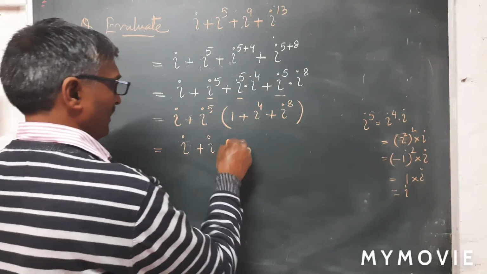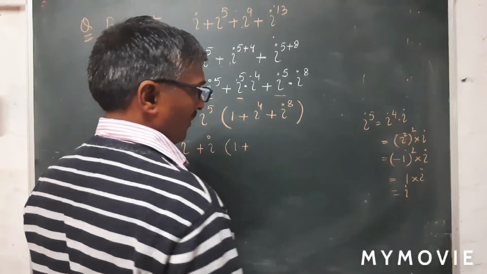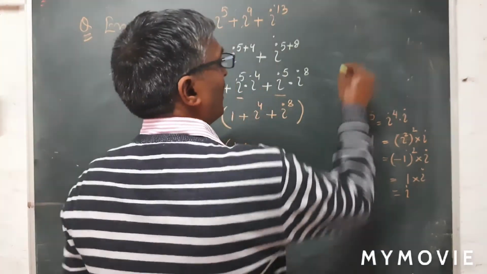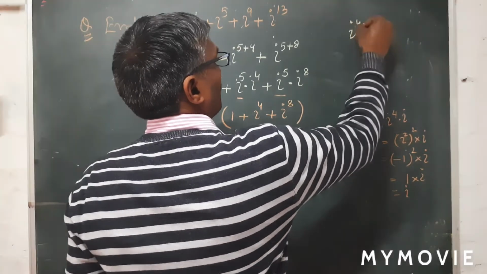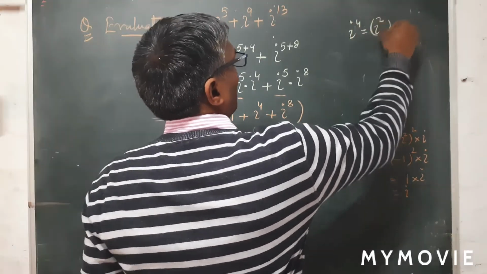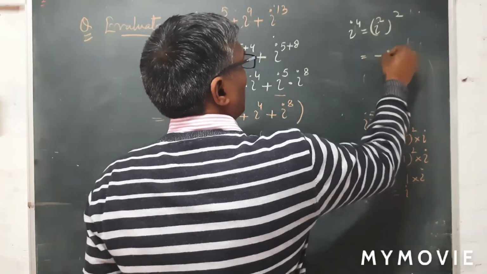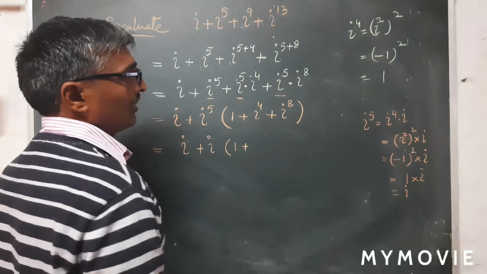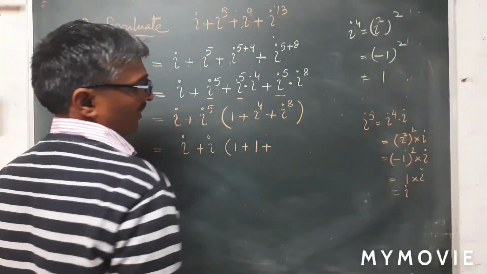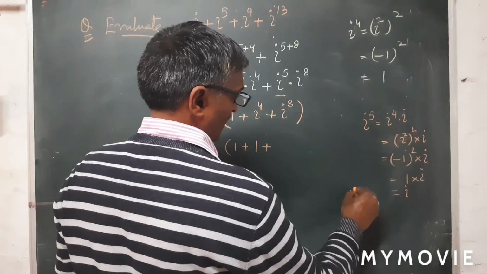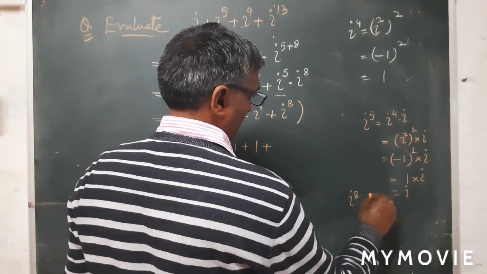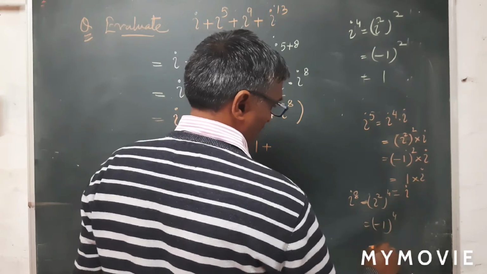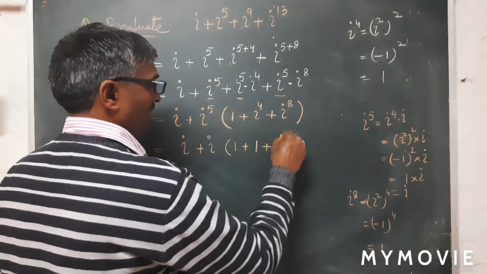Now next is 1 plus iota to power 4. See here, iota to power 4 is equal to iota square to power 2. Iota square is minus 1, to power 2, that is equal to 1. Iota to power 4 is 1, plus iota to power 8. Iota to power 8 is equal to iota square to power 4, that is minus 1 to power 4. That is 1. Again 1.